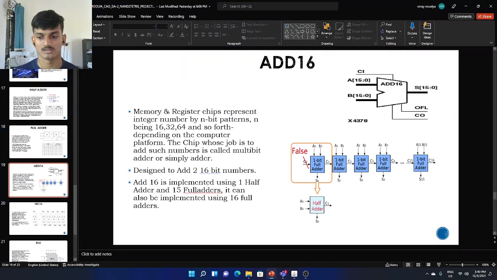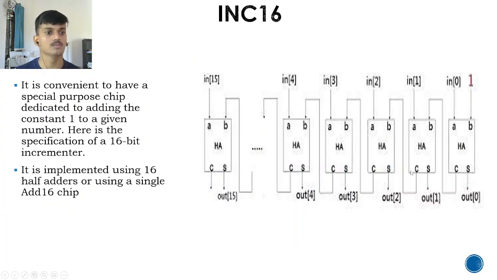Going on to the next thing, that is our Inc16, the incrementer of 16. It is convenient to have a special purpose chip dedicated to adding the constant 1 to a given number. Here is a specification of a 16-bit incrementer which can be used in a program counter, or the address can be incremented, helping in the compiling process. It is implemented using 16 half adders or using a single Add16 chip. So we'll obviously be going for the simpler method, that is using a single Add16 chip.